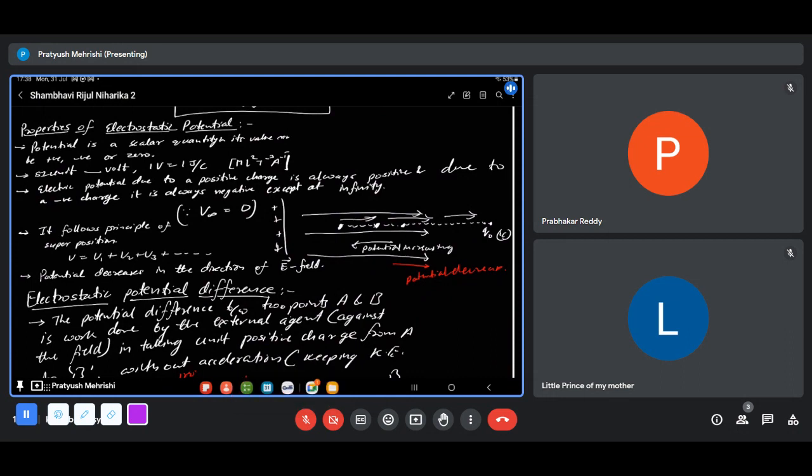SI unit of electrostatic potential is what? SI unit of electrostatic potential is volts. Okay, 1 volt is nothing but 1 joule per coulomb. In our last class, we have seen.